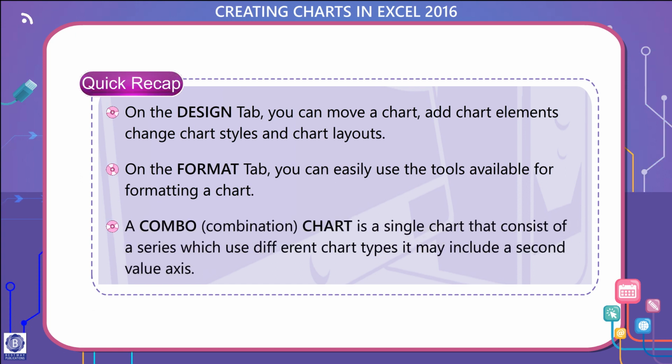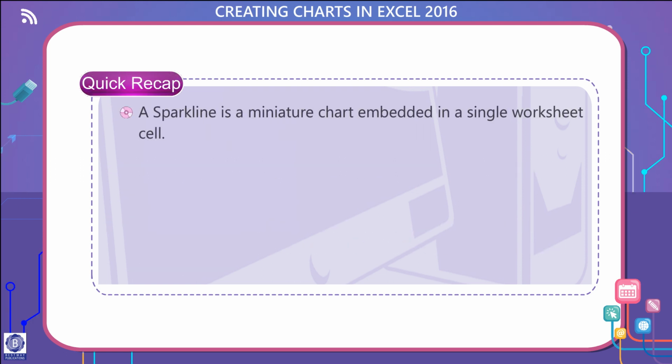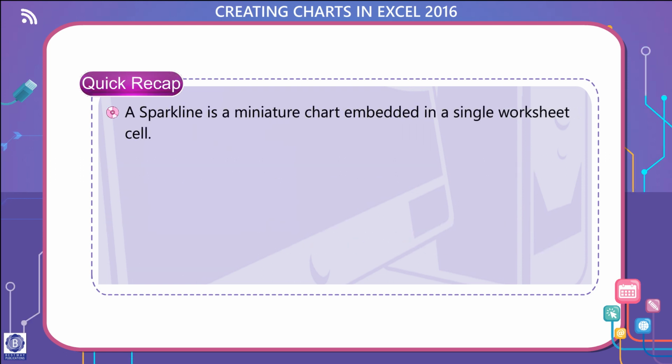A combination chart is a single chart that consists of a series which use different chart types. It may include a second value axis. A sparkline is a miniature chart embedded in a single worksheet cell.